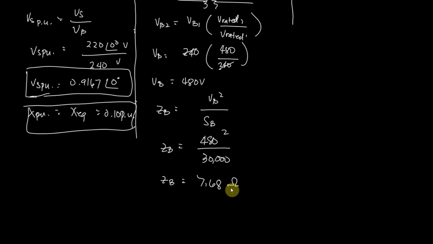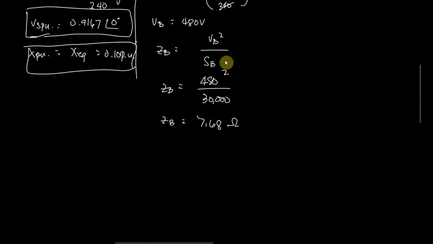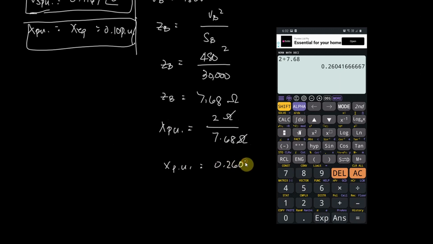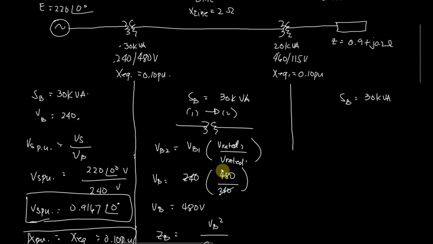Okay? Now we have the Z base. We said earlier that for all the other electrical quantities to be valid in per unit, the reactance base is equal to the resistance base. And then we have the given actual reactance. So to get our per unit reactance, the reactance per unit is equal to the actual, which is 2 ohms, divided by our base, which is 7.68 ohms. The ohms cancel, so the per unit reactance is equal to 0.2604. So we now have the per unit reactance of our transmission line in zone 2.